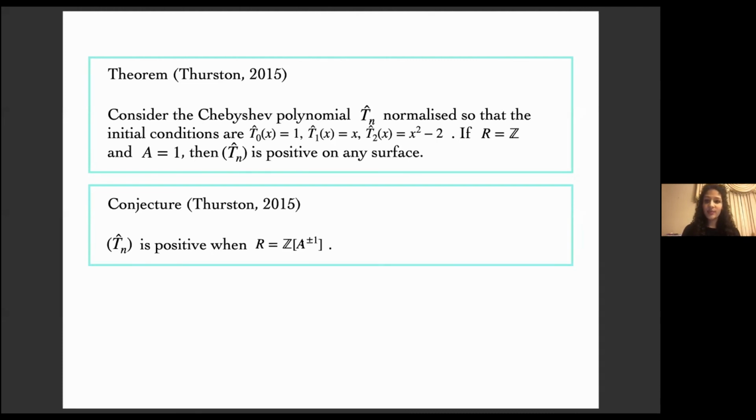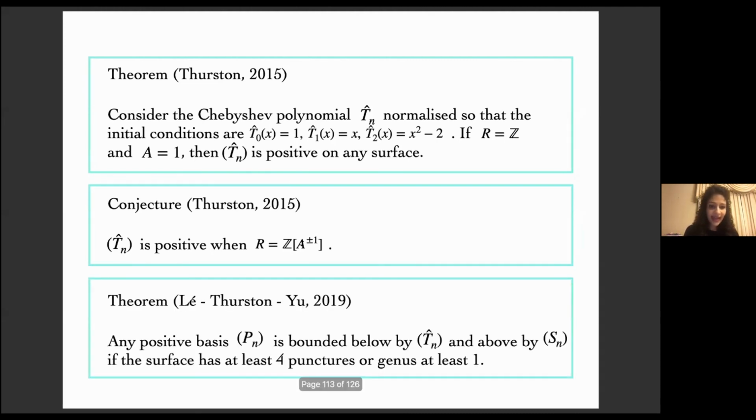So to this end, Tangley, Dylan Thurston, and Yu in 2019 showed that if the Kauffman-Bracket skein algebra of a surface that has at least 4 punctures or whose genus is at least 1 has a positive basis, then this basis is bounded below by these normalized Chebyshev polynomials of the first kind and is bounded above by Chebyshev polynomials of the second kind. Okay.